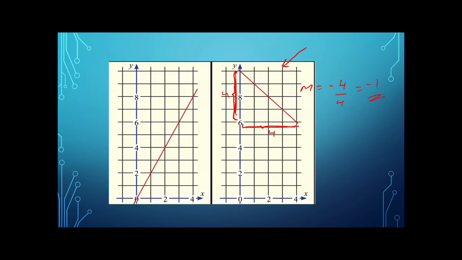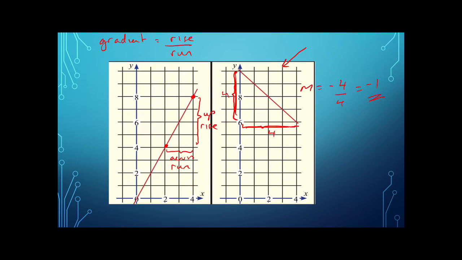Now I just wanted to look a little bit more formally at how we can work out gradient. So I have been suggesting that we compare how much we go up to how much we go across. Now the up part is called the rise, and the across is called the run. So the gradient can be thought of as the rise over the run.